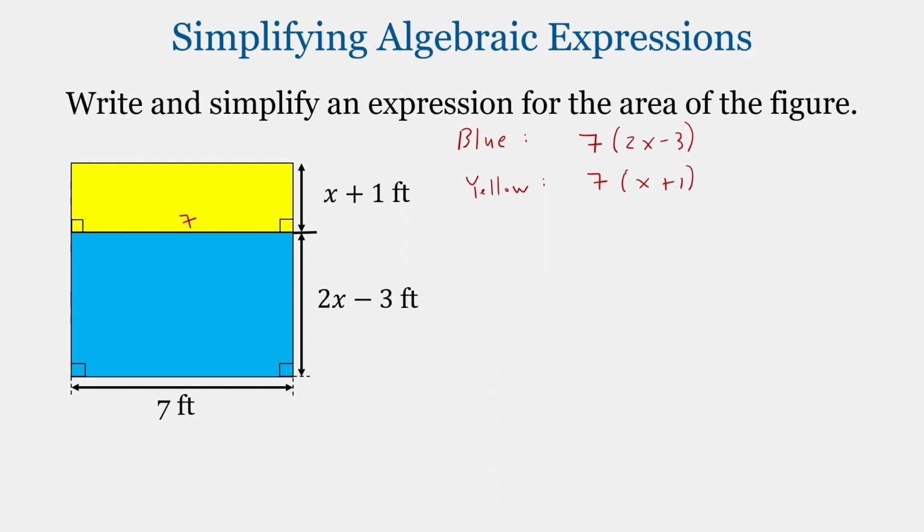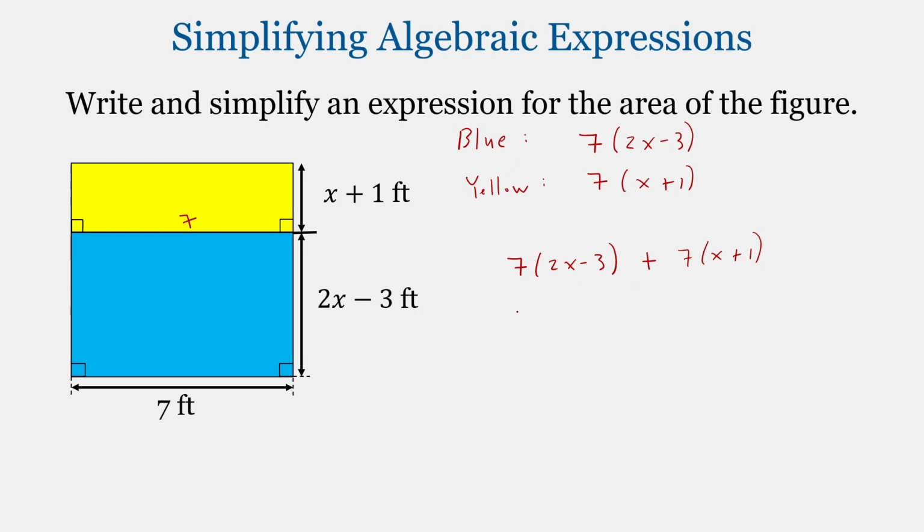So an expression for the entire figure, the blue box plus the yellow box, is going to be 7 times 2x minus 3 plus 7 times x plus 1. The blue and the yellow box combined. We're going to add the blue and the yellow box together. Now we'll simplify this down.